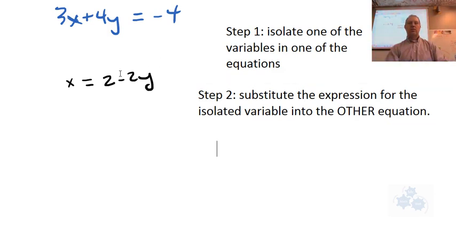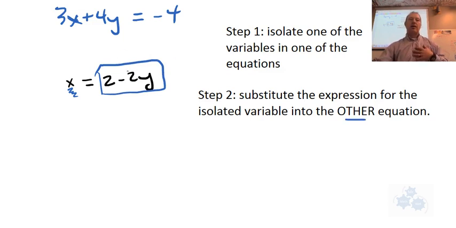So let's just think this through here. Substitute the expression for the isolated variable. Well, here's the isolated variable I just did. Here's the expression for it. That's what it actually is equal to. We want to substitute that into the other equation. So guess what? This is what I literally do. Circle it or square it, and I draw an arrow. This is x, so this actually goes right there into the other equation.